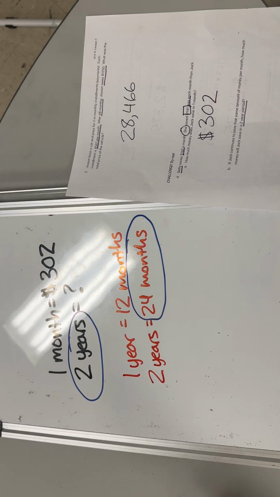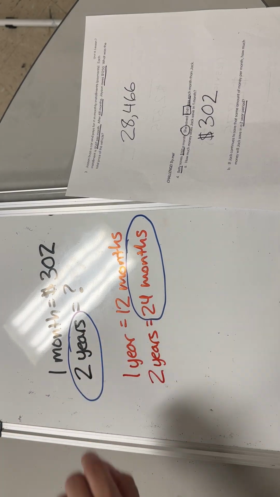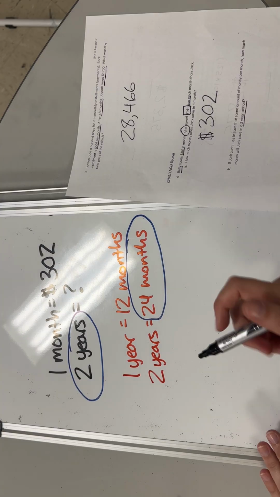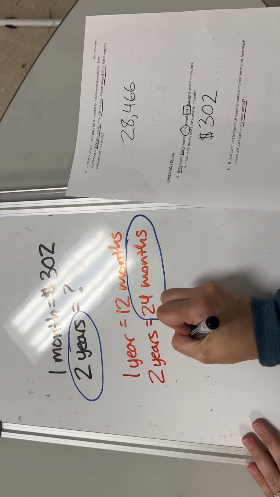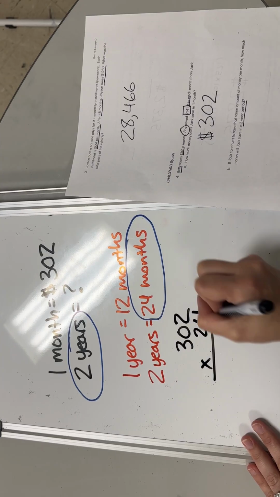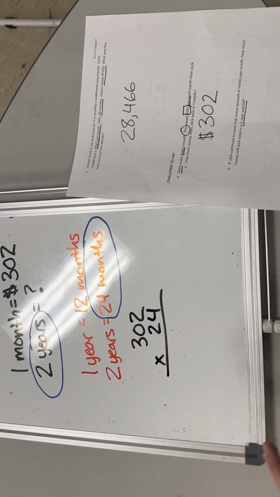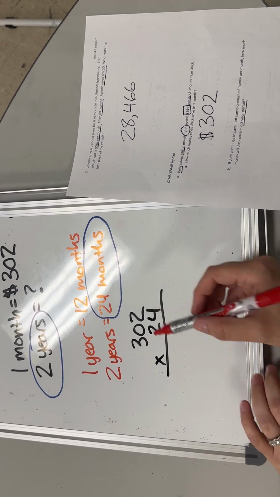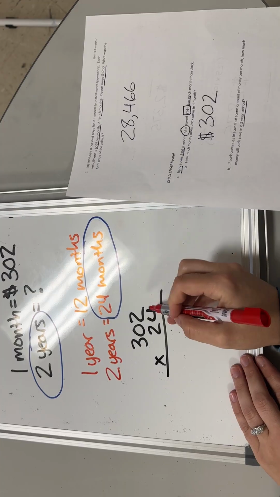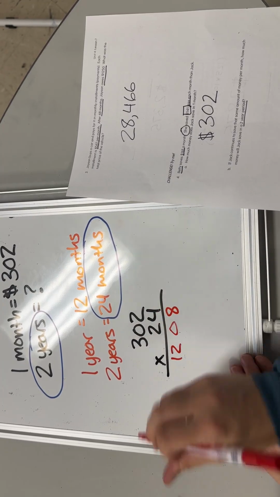So to find that out, I'll take how much Jack makes in 1 month and multiply it times 24. So that'll be our 302 times 24. To do 302 times 24, I'll start with the 4. 4 times 2 is 8. 4 times 0 is 0. And 4 times 3 is 12.